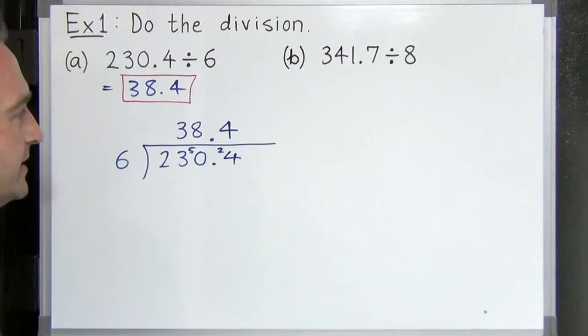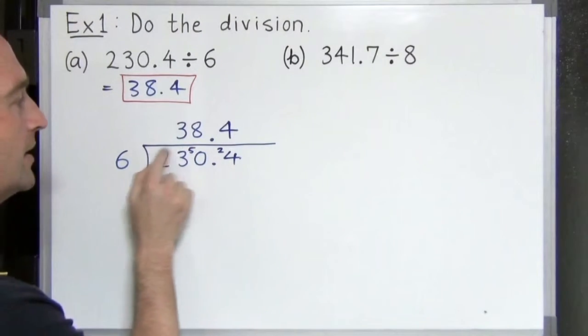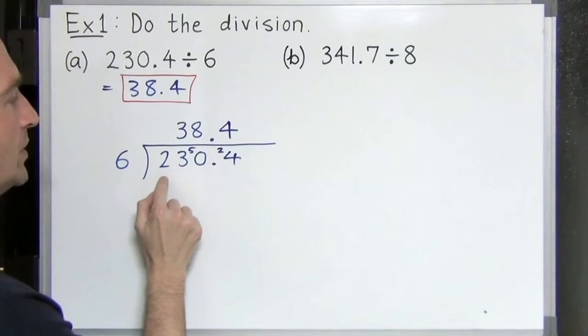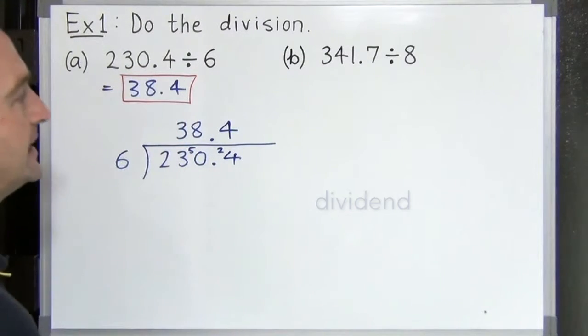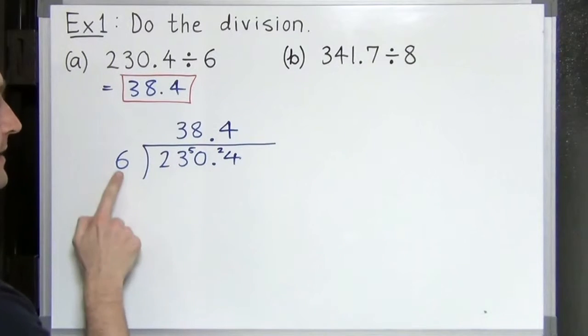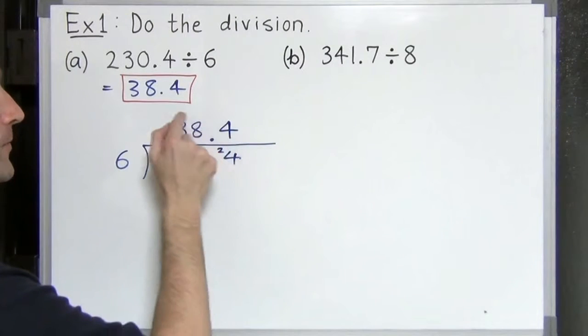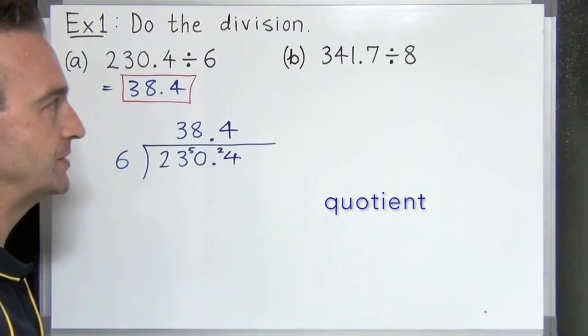So just to summarize here, we set up the short division and we end up with 3 numbers. The number inside that we are dividing into, 230.4, is called the dividend. The number we are using to divide that by, 6 here, is called the divisor, and our answer up here, 38.4, is called the quotient.